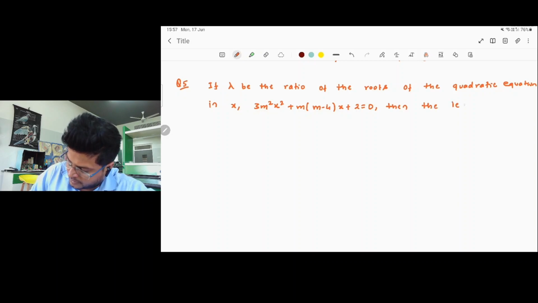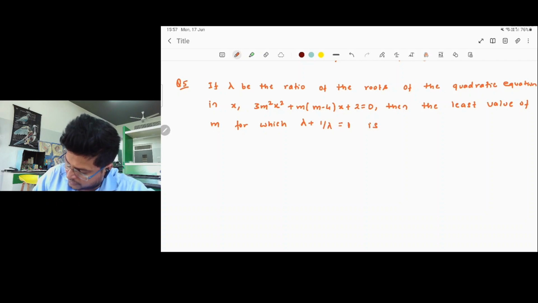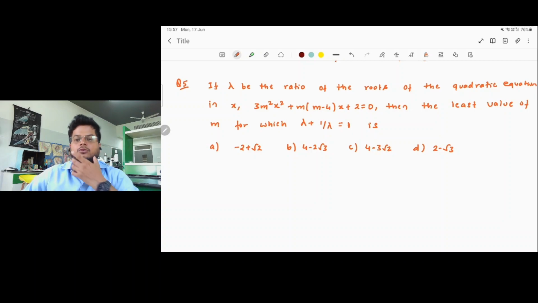then the least value of m for which lambda plus 1 by lambda equals 1 is. Your options are: option A, minus 2 plus root 2. Option B is 4 minus 2 root 3. Option C is 4 minus 3 root 2. And option D is 2 minus root 2.